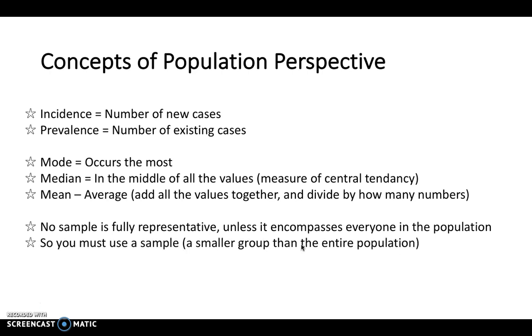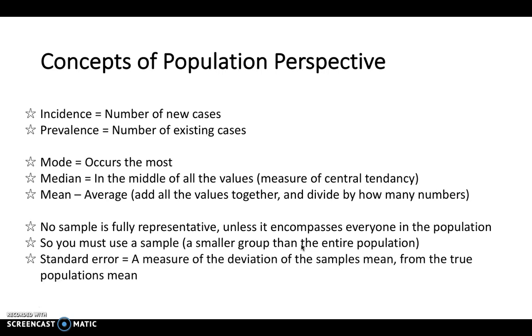So you must use a sample, and when using a sample it's a smaller group than the entire population, and with that you've got to think as to whether it's representative. But standard error is something that we can measure, so it's a measure of the deviation of the sample's mean from that of the true population's mean. So essentially, how much does your sample group differ from what the population would show if the whole population was measured, not just your sample group.